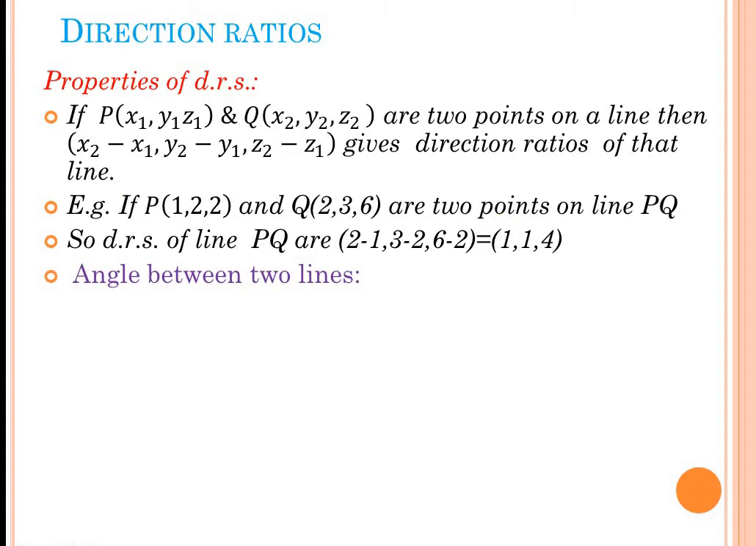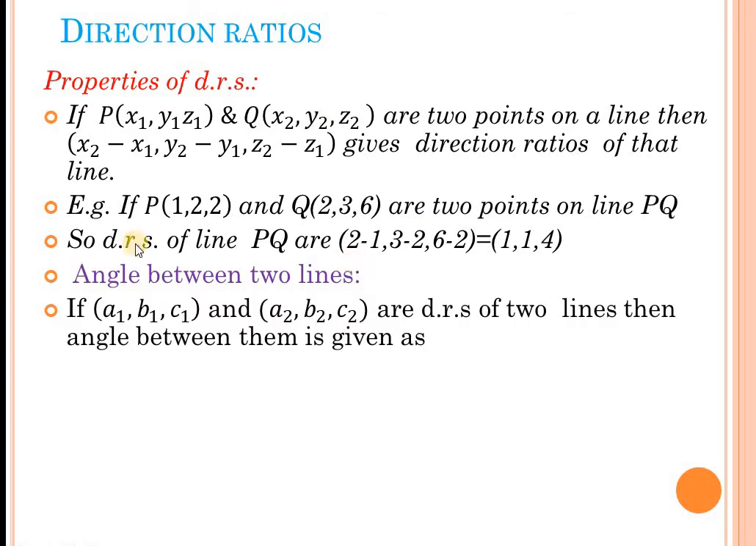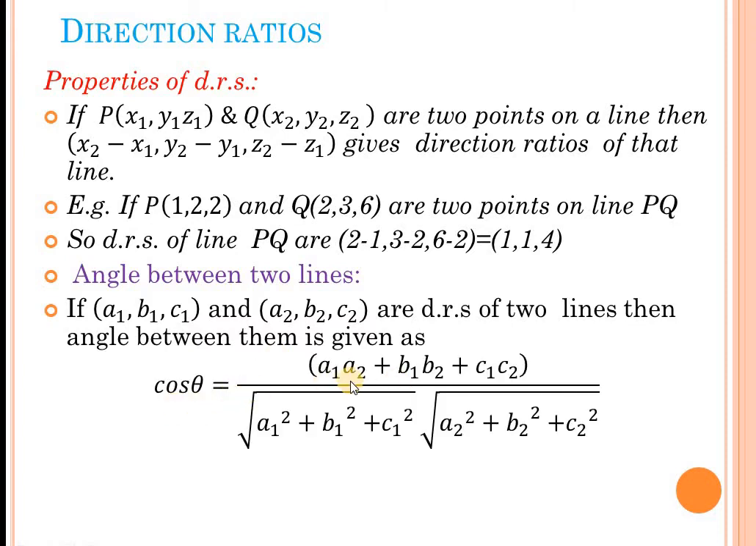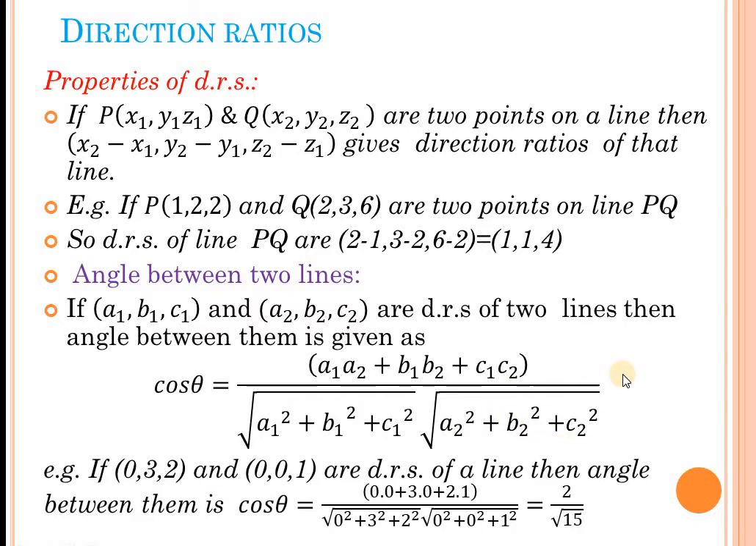Again, by using direction ratios of two lines, we can find the angle between them. If A1, B1, C1 and A2, B2, C2 are direction ratios of two lines, then the angle between them is given as cos theta equals A1 A2 plus B1 B2 plus C1 C2 upon square root of A1 square plus B1 square plus C1 square into square root of A2 square plus B2 square plus C2 square.